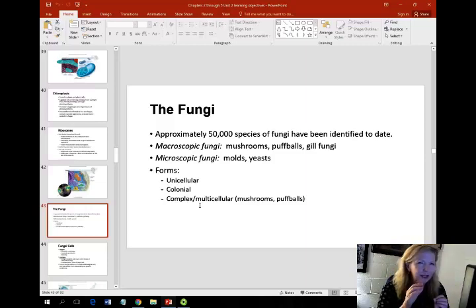Okay, so let's dig into some of the kingdoms found within the eukaryotic domain. Your textbook starts first with fungi. I'm not exactly sure why, I would have started with protists, but they didn't ask me. So anyway, we'll do fungi.